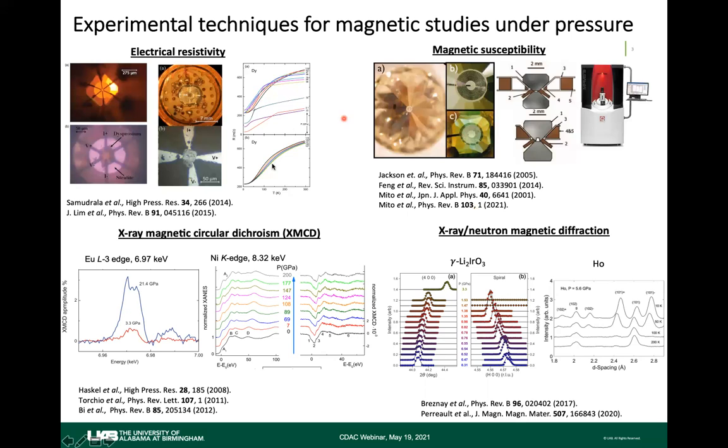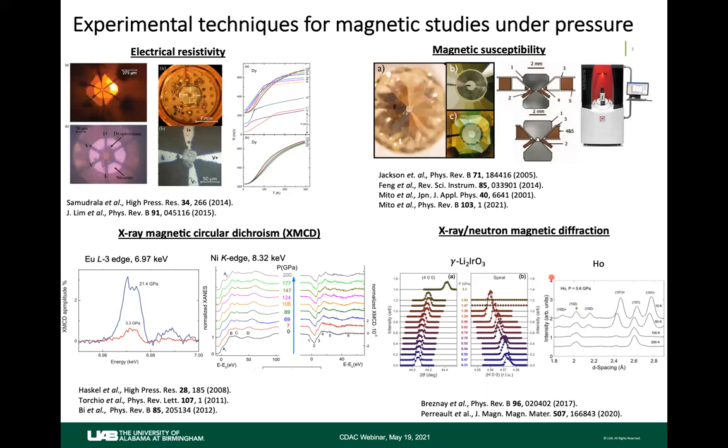Okay, and so these are several techniques, all having advantages and drawbacks. So for example, the neutron experiment is great, but it's limited to fairly low pressure, maybe 40, 50 GPa.